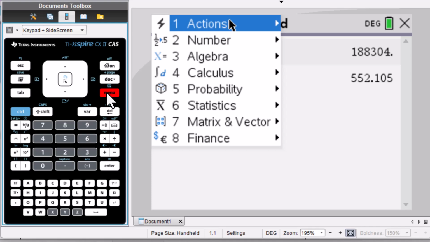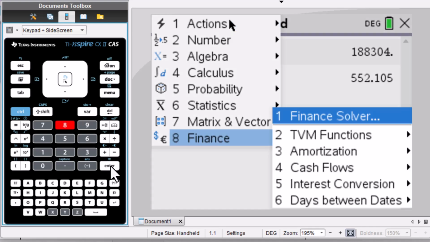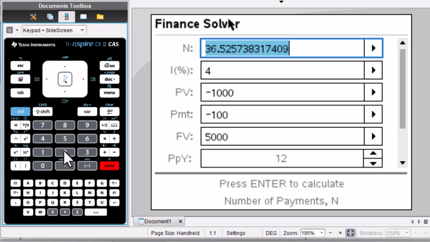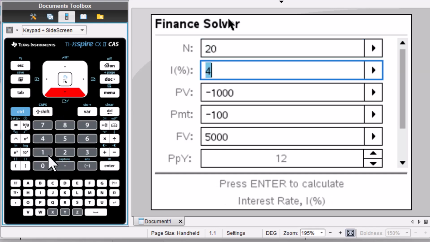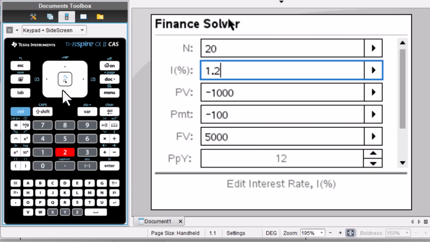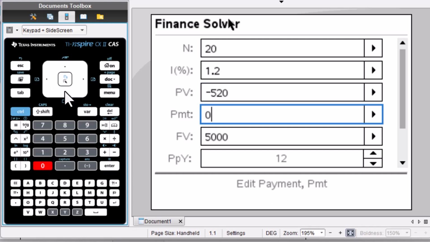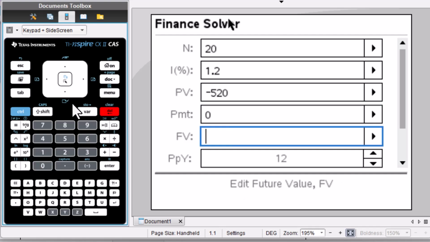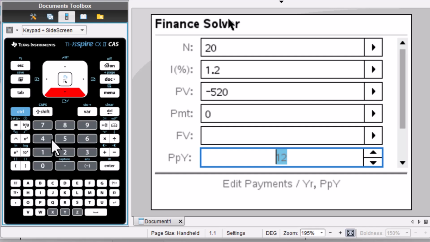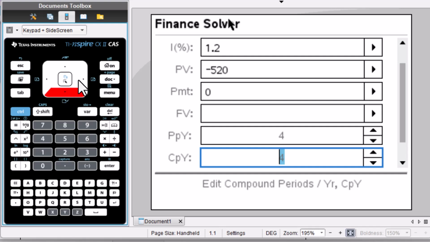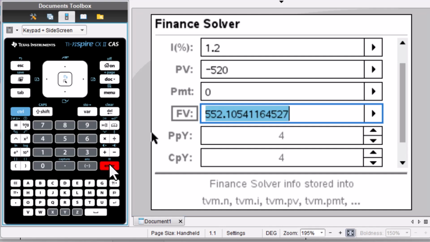Go to menu, 8, enter. N is 20. I is 1.2. Present value is negative 520. PMT is 0. Future value is something we are looking for. PPY is 4. Then move the cursor to future value, enter. We got exactly the same answer.